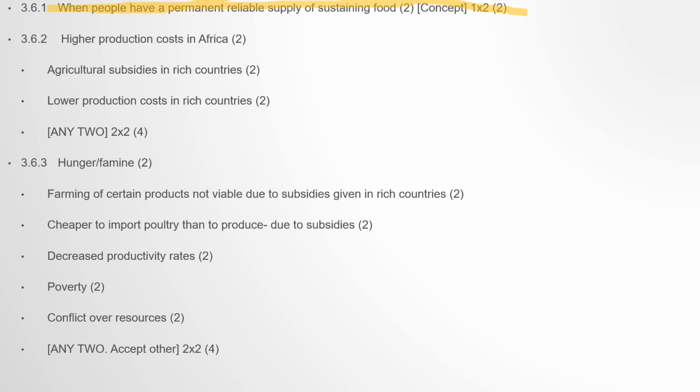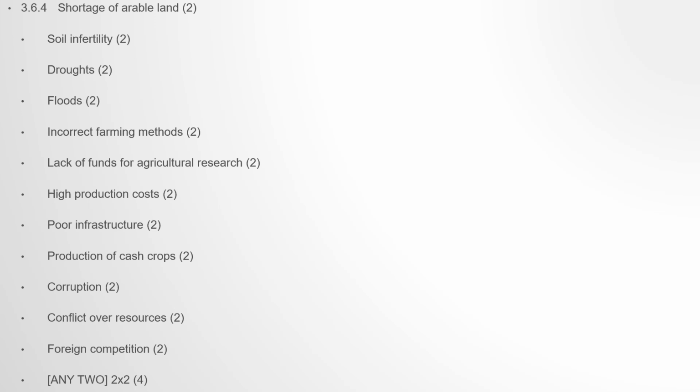Concept: when people have a permanent supply of sustaining food. Higher production costs, agricultural subsidies, as we've said, hunger and famine, farming, subsidies, cheaper, decreased productivity rates, poverty, all of these contribute to it. Shortage of arable land, soil infertility, droughts, floods, incorrect farming methods, etc.